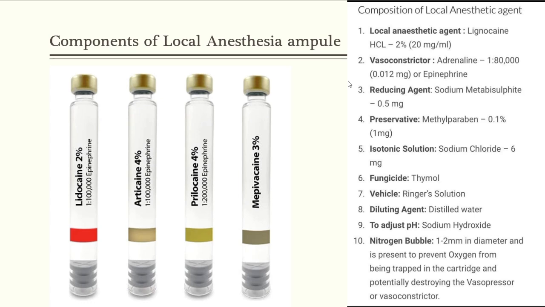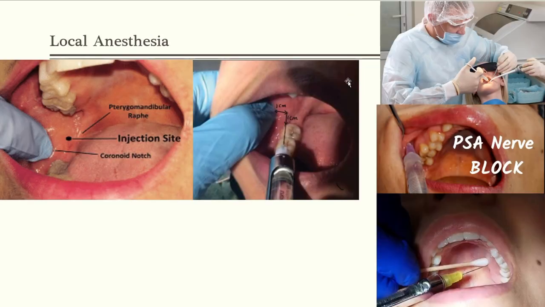So for now, we would do local anesthesia. Let's say we're dealing with the mandibular wisdom tooth. We're going to go for an ID block. While we're at it, we're going to give the lingual nerve and long buccal block. For the maxillary wisdoms, we give posterior superior alveolar nerve block and greater palatine.